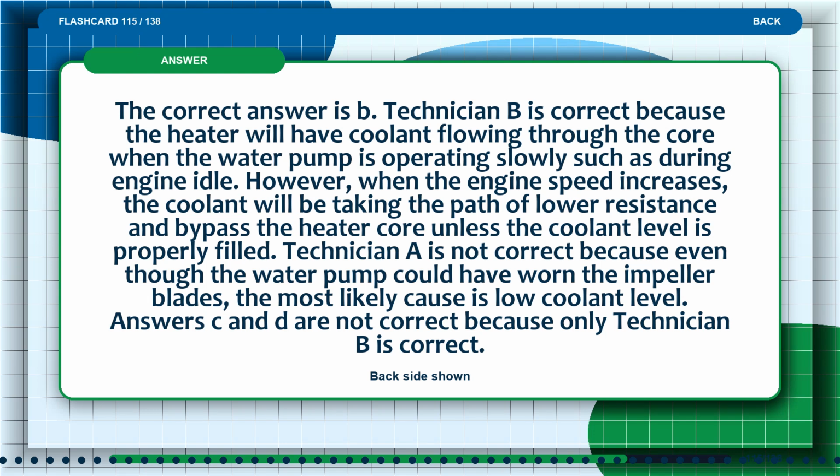The correct answer is B. Technician B is correct because the heater will have coolant flowing through the core when the water pump is operating slowly, such as during engine idle. However, when the engine speed increases, the coolant will take the path of lower resistance and bypass the heater core unless the coolant level is properly filled. Technician A is not correct because even though the water pump could have worn impeller blades, the most likely cause is low coolant level. Answers C and D are not correct because only technician B is correct.